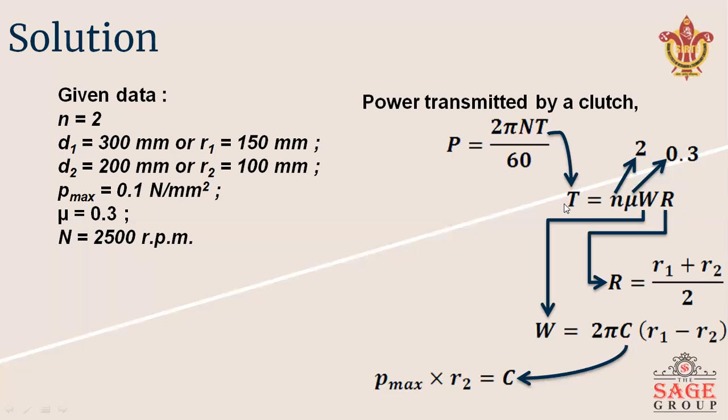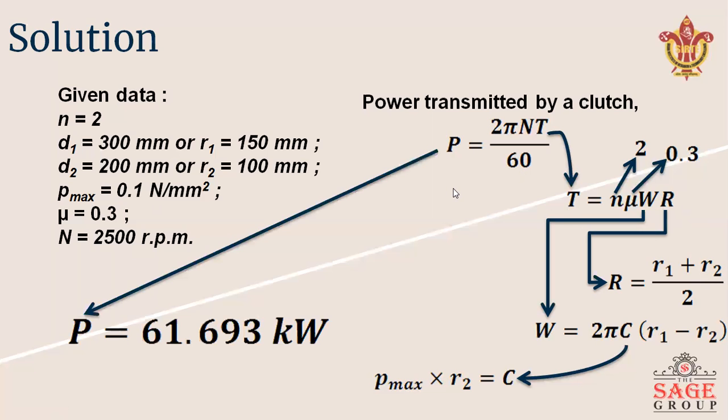And now substitute the value of torque transmitted by the clutch in the equation for power transmitted by the clutch. So we will have the power transmitted by the clutch, P, equal to 61.693. So guys, this is a simple numerical problem, and this is the procedure for solving it. So thank you very much.